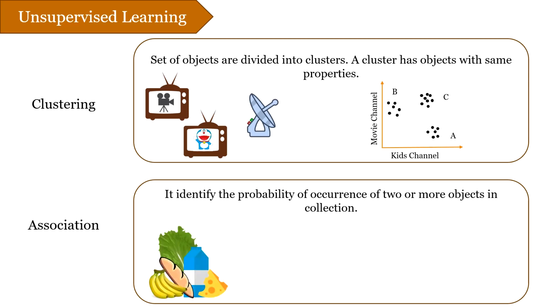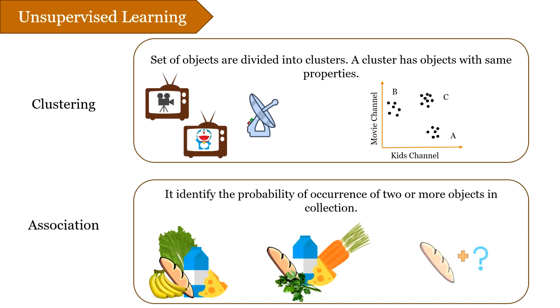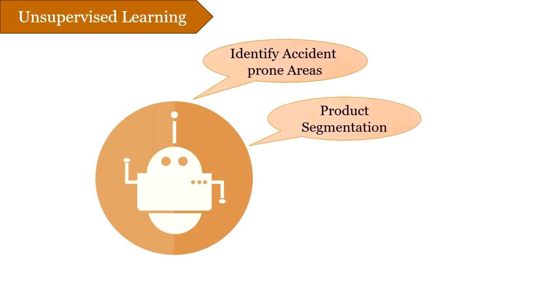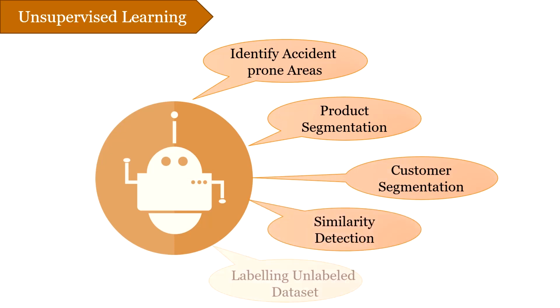Customer A purchased milk, bread, cheese, lettuce and bananas. Customer B purchased milk, bread, cheese, parsley and carrot. So what is the probability that if customer C is buying bread, then he will buy milk definitely? So understanding customer behavior, machine can predict the behavior of new customers. Unsupervised learning can be implemented to identify accident-prone areas, product segmentation, customer segmentation, similarity detection, and labeling unlabeled dataset.